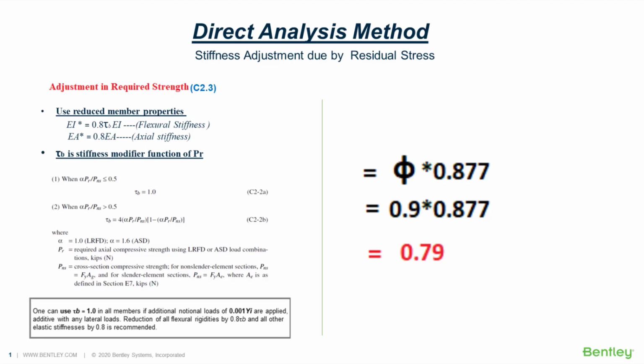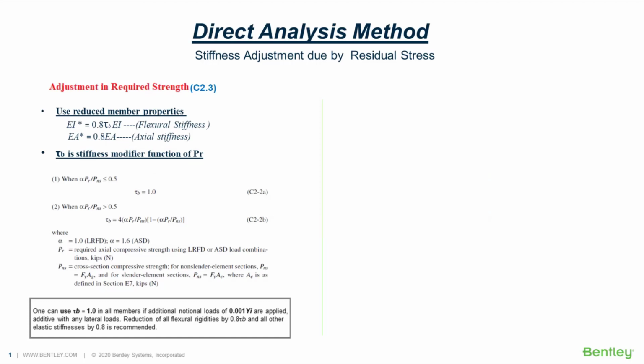Now 0.877, as we discussed, is the factor that we use to consider the initial out of straightness, and 0.9 is the uncertainty factor. So this product comes around 0.79 times PE, that is the crippling load, which is roughly the same as 0.8. So we can see that both the factors, that is the factors that we considered earlier for the initial out of straightness and the uncertainty factor, are currently included in the stiffness adjustment as well.